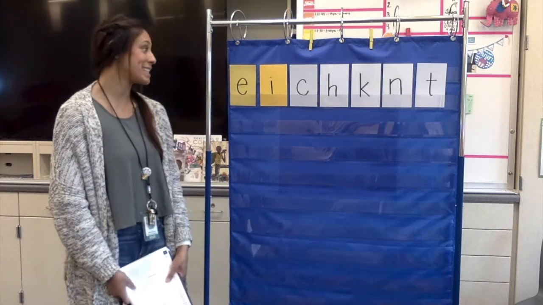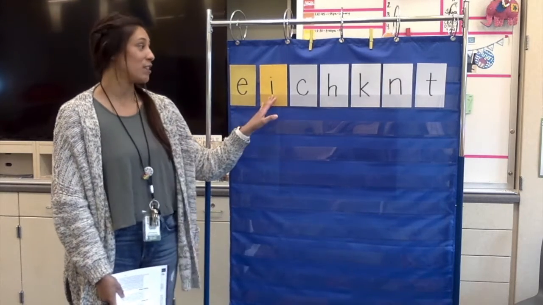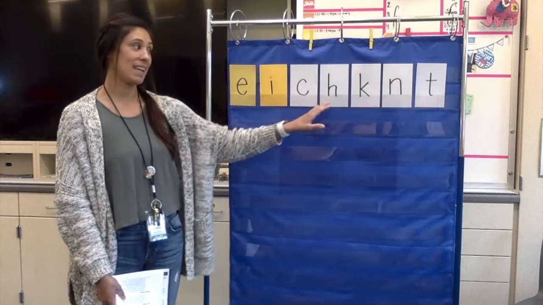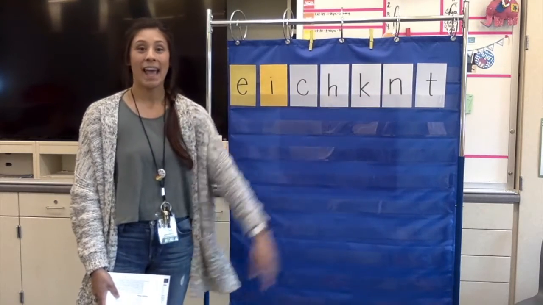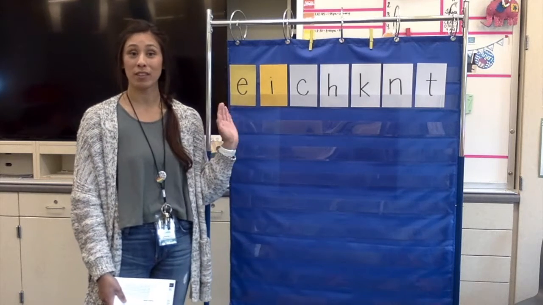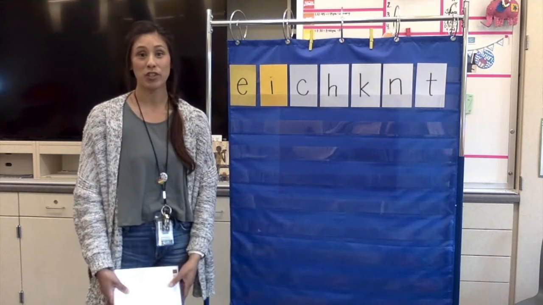Today we are going to jump into our making words lesson. So you need these letters. You should have an E, an I, a C, an H, a K, an N, and a T. And you should have flipped those letters over and done the capital version on the back.